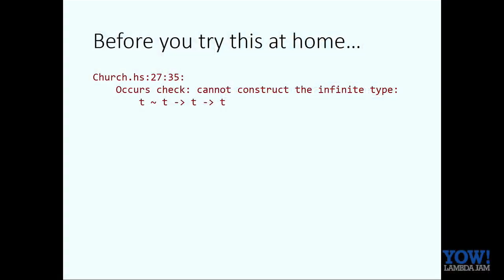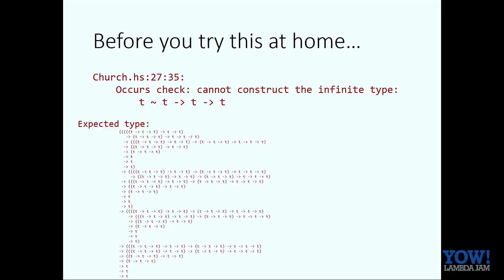If you want to try this at home, I should warn you, all the code I've shown you is runnable. But if you just type in exactly what I showed you, you'll get a complaint from the type checker. The Haskell type checker will say, there's an occurs check error. We cannot construct the infinite type t, twiddle t, arrow t, arrow t. Okay, that sounds bad, doesn't it? But don't worry, because this isn't all the information you get. The type checker will also very helpfully tell you the type it was expecting and the type that it got.